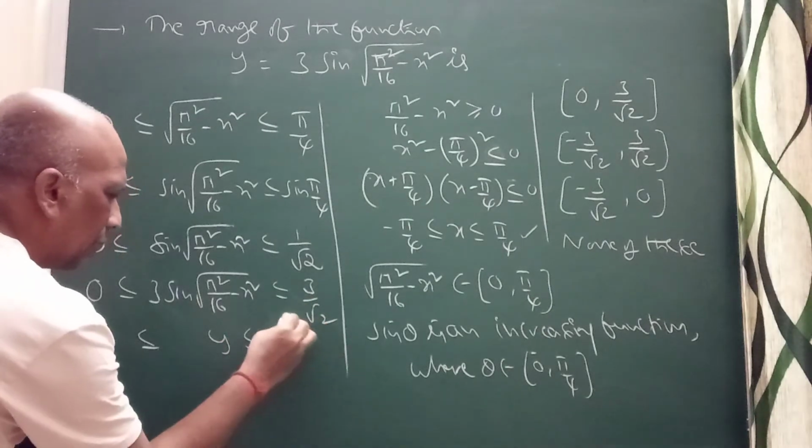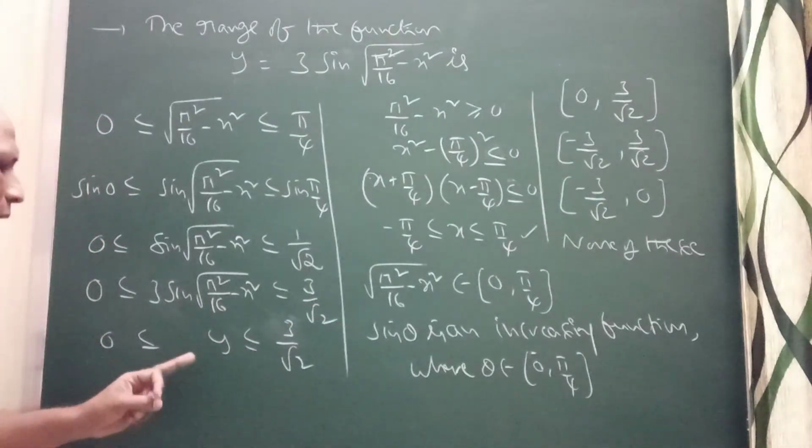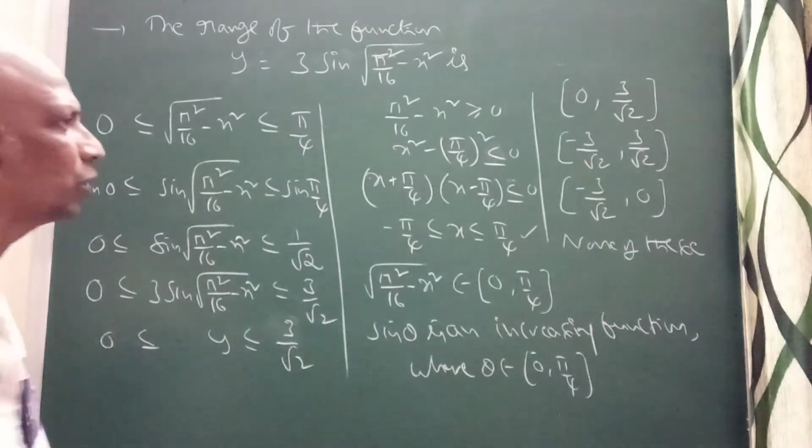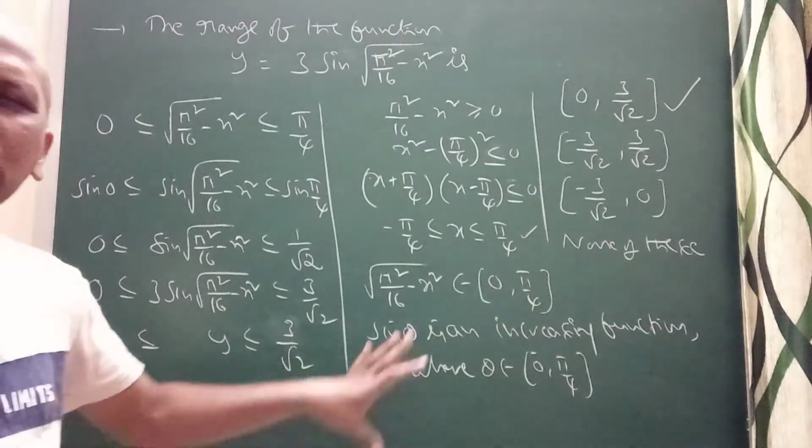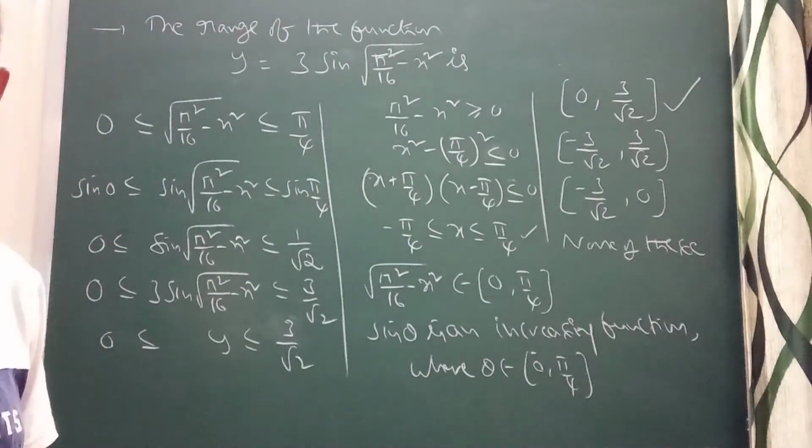So you will get 3/√2. That means y belongs to the closed interval [0, 3/√2]. Your answer is the first option, including both the values, right? This is your answer. Now I will do the next problem.